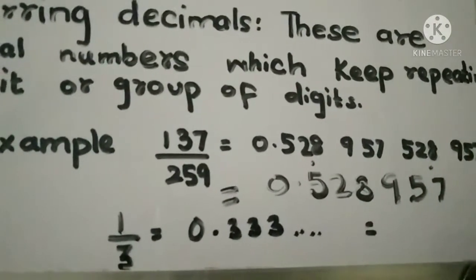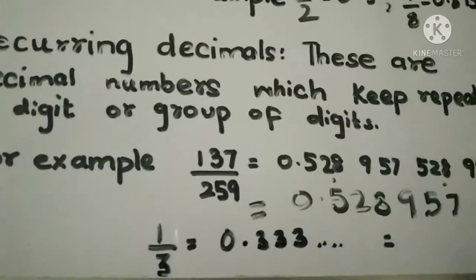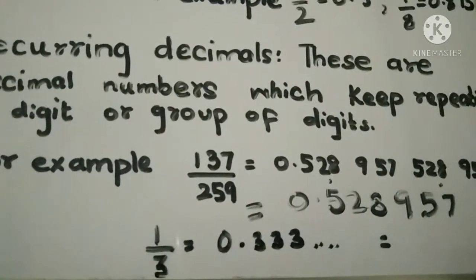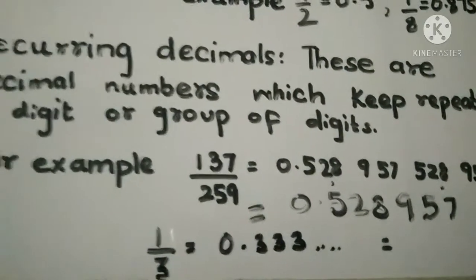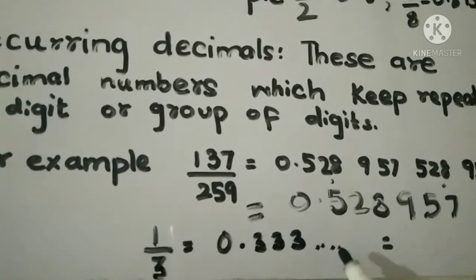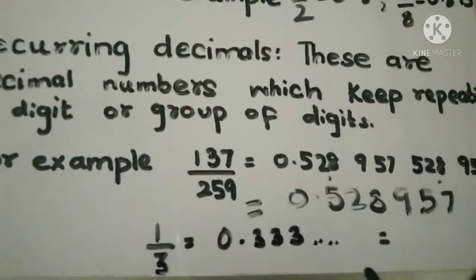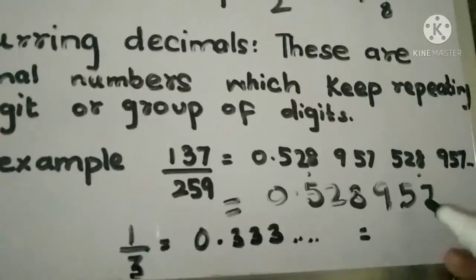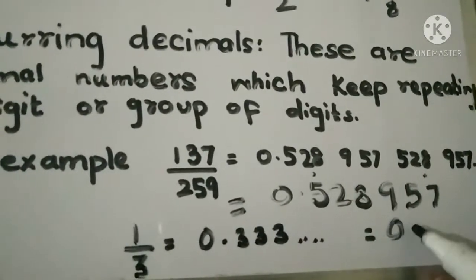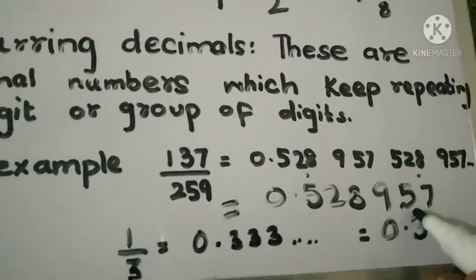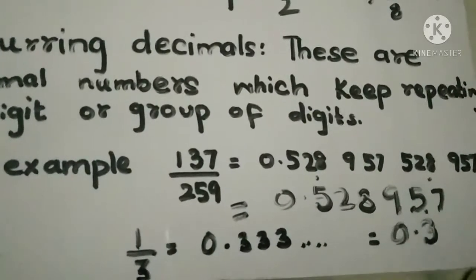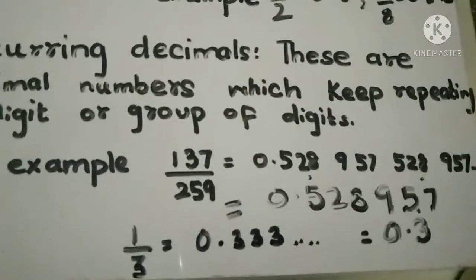1 by 3 is another example of recurring decimals, which is equal to 0.333 and infinite numbers of 3. It can also be written as 0.3 with a small dot at the top of 3, showing the continuous pattern of 3.